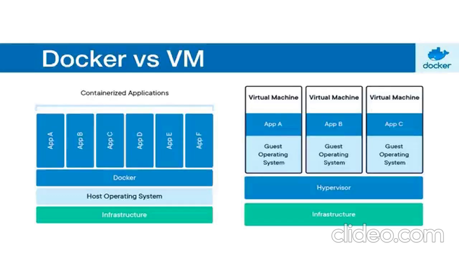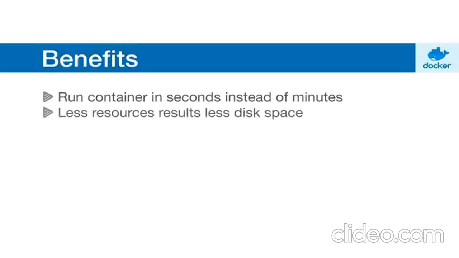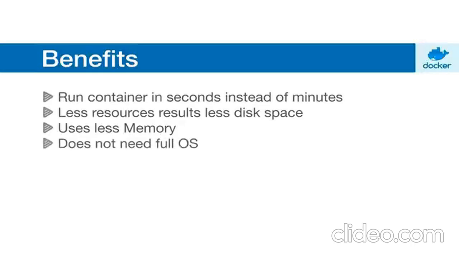The benefit of using Docker is that you can run a container in seconds instead of minutes. As you see, for you to spin up a full operating system, it takes a while. Also, fewer resources result in less disk space as well as less memory. So these are very good advantages of using Docker instead of a virtual machine. And as I mentioned, you don't need a full operating system.